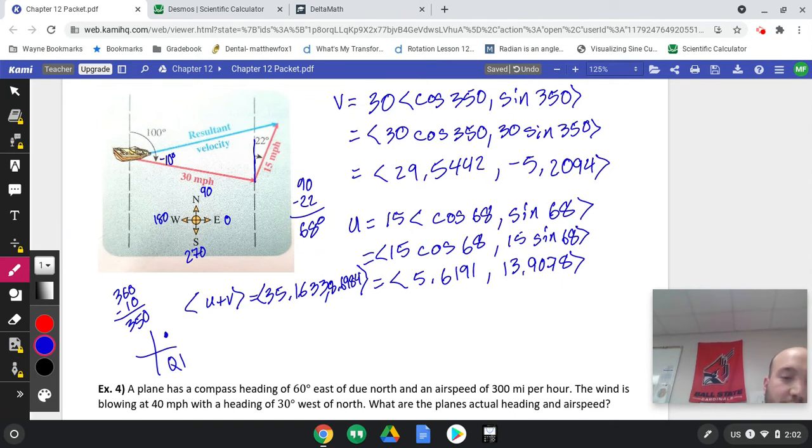Okay, so now we need to find the magnitude. So the magnitude of u plus v, take the square root of both of these squared.